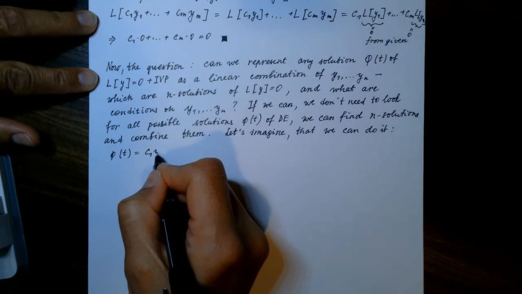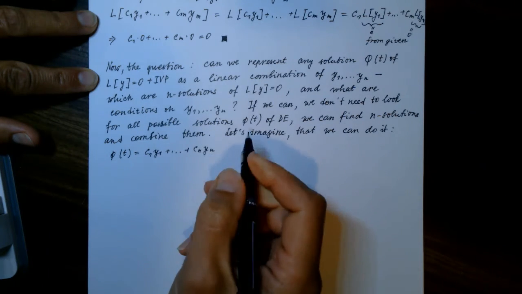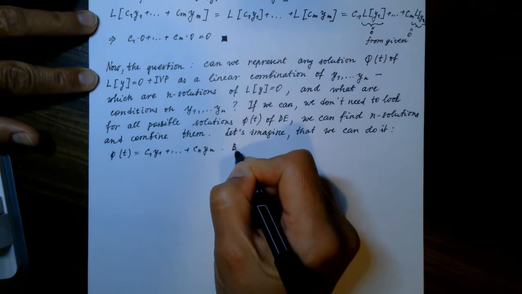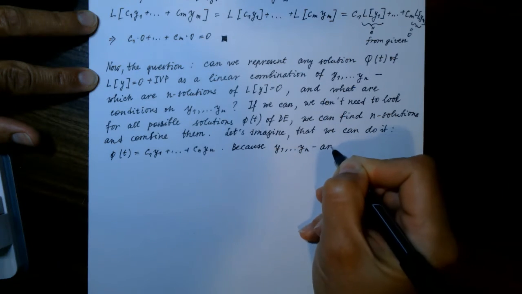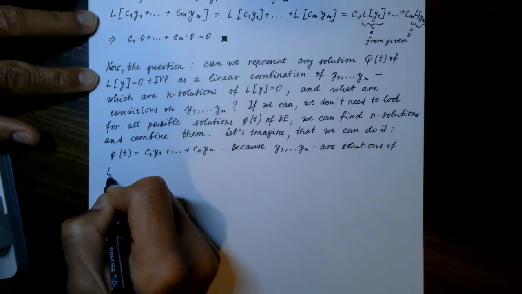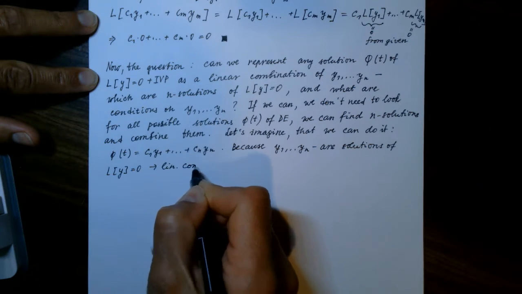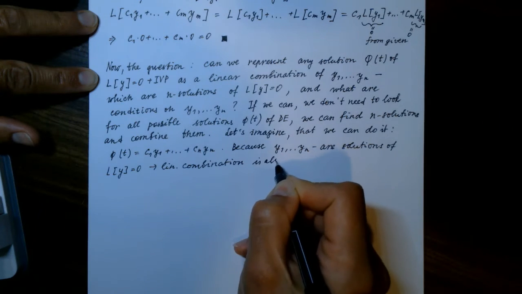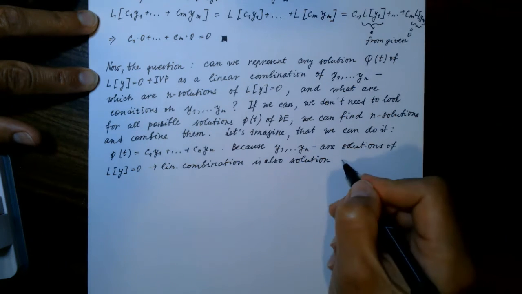Now, let's imagine that we can do it. Let's imagine that we can actually represent any arbitrary solution of our homogeneous equation as a sum of n solutions multiplied by constants, a linear combination. Because y1, yn are solutions, phi of t is going to be a solution too. We just proved the theorem, right? A linear combination of solutions is a solution.